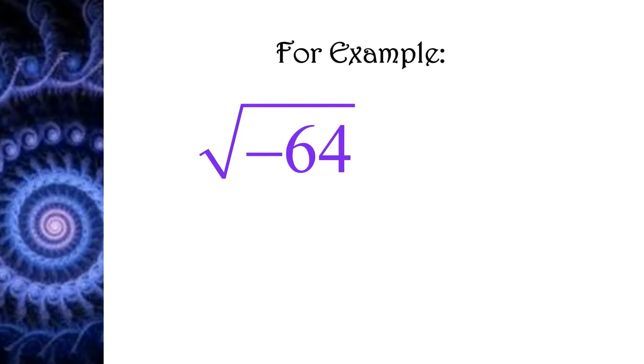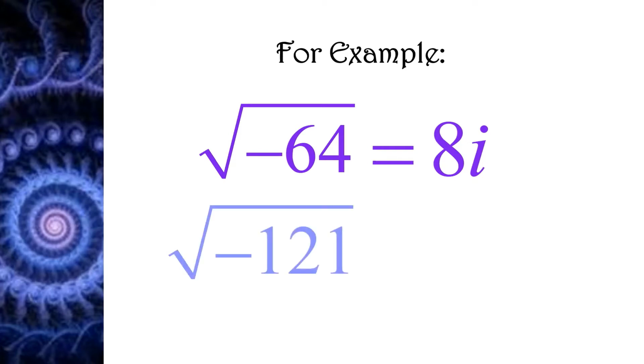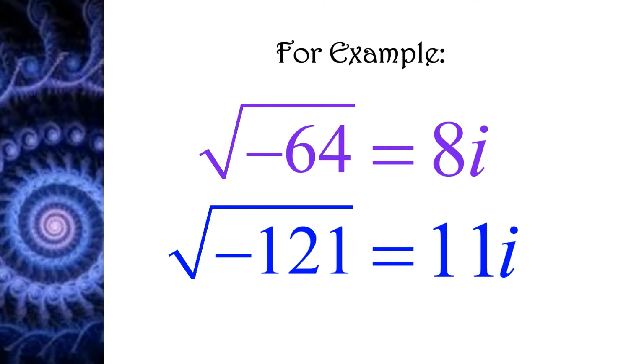For example, square root of -64, we would normally say, well, we can't do that. It doesn't exist, but it does. Square root of 64 is 8. Because of the negative inside of the square root, we will just tag it as an imaginary 8, 8i. And square root of -121, we'll do something similar. Square root of 121 is 11. We will tag it with an imaginary i, 11i.